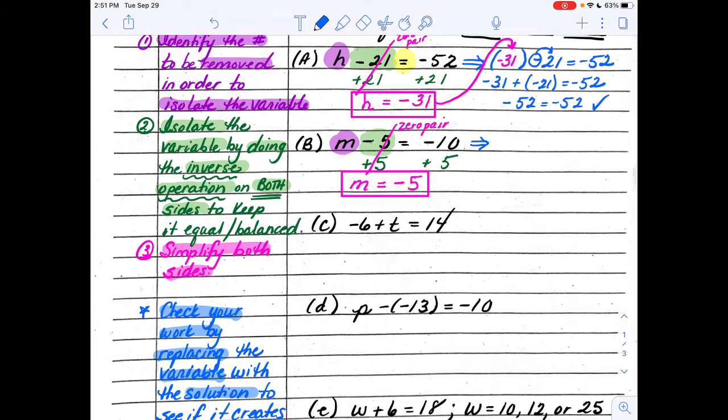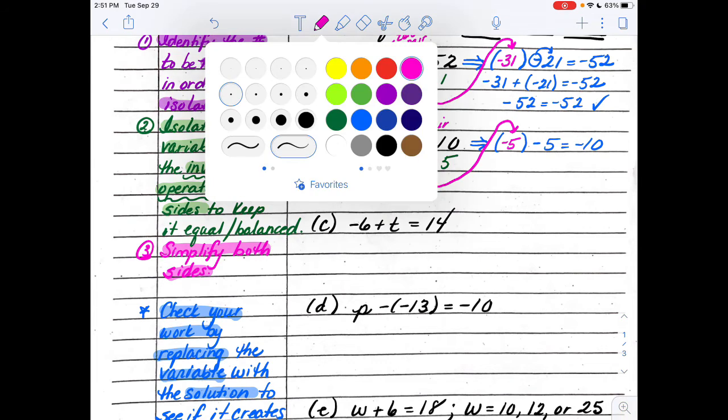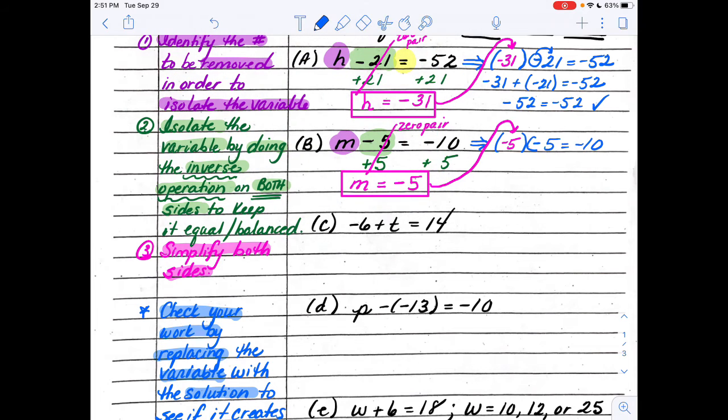Now I'm going to check this one more time just to make sure you understand how to do that. So we're going to go ahead and take that equation again, put parentheses instead of a variable, and write the equation. Now let's go ahead and take our solution of negative 5 and put that in. Again, I see a subtraction sign, so that means I can change this to add the opposite, and I get negative 5 plus negative 5.